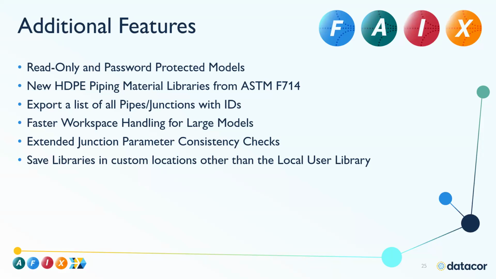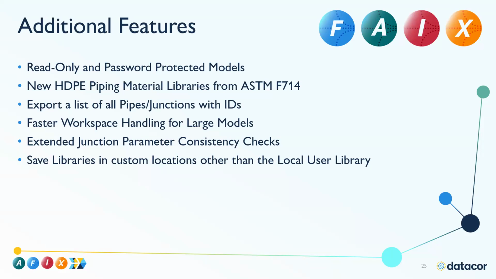We've added a new HDPE piping material library from ASTM F714. This is just to expand our piping material library and include more pipe materials from known standards. We've added the functionality to export a list of all pipe junctions with IDs. This can be particularly helpful when you're performing Excel export, so you can relate specific junctions, their IDs, to any sort of export of information that you do. This is also found under the edit menu. I apologize, under the file menu. Same with the password, under the file menu.